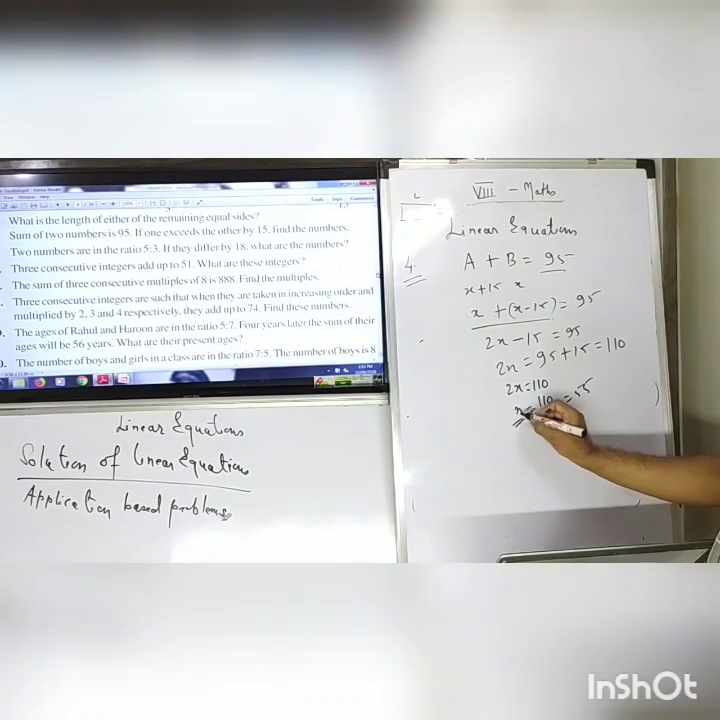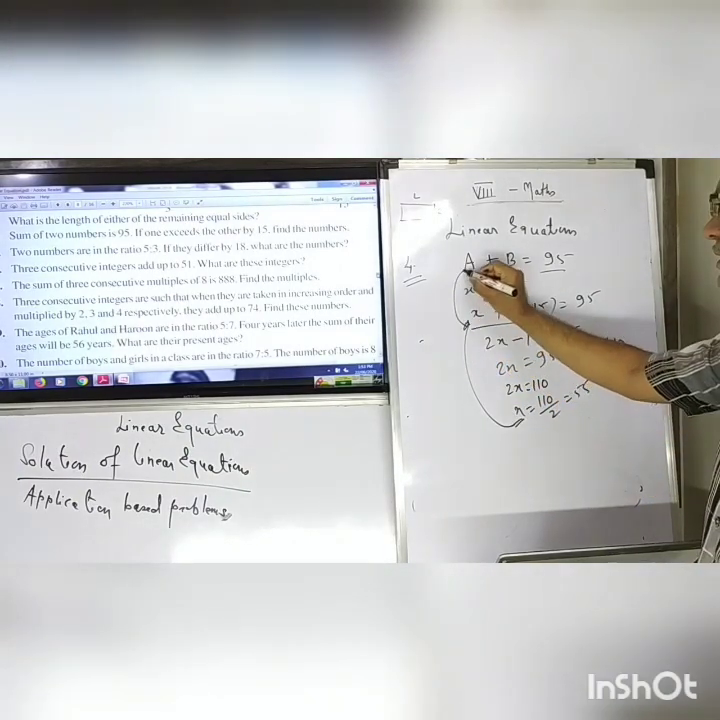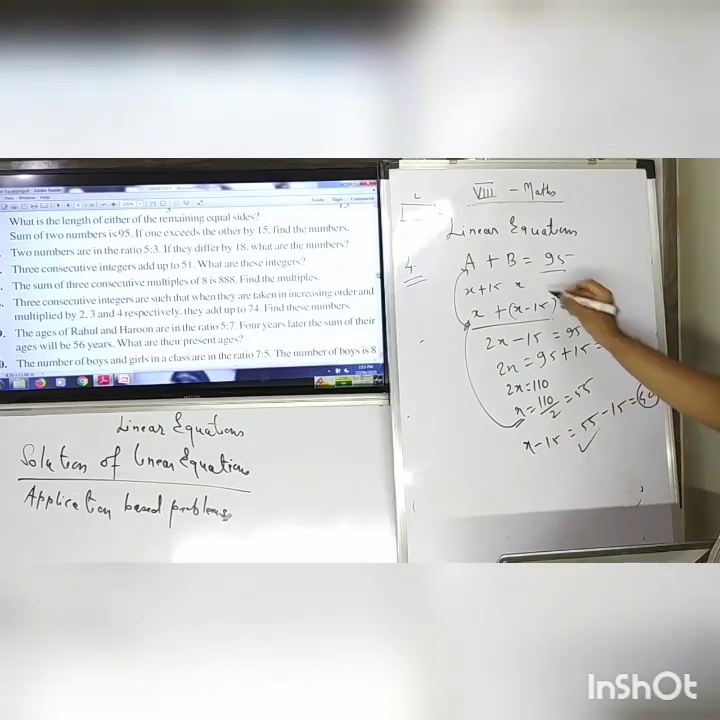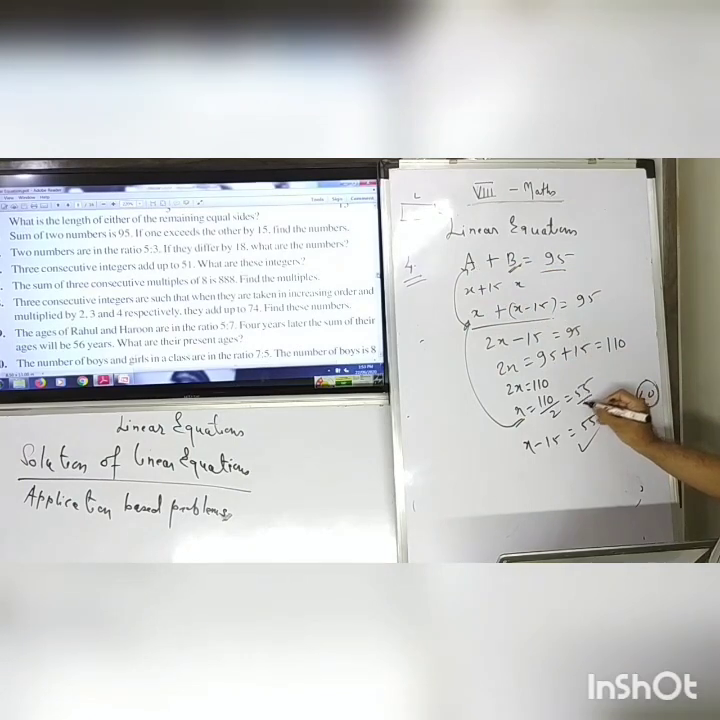So one number, that is A, becomes 55. And another number is x minus 15, that is equal to 55 minus 15, that is equal to 40. So this number B is 40 and number A is 55. So we can do this problem this way also.